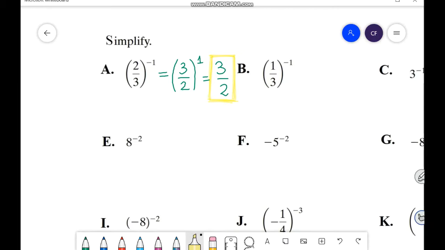Question, letter E, another example. 8 exponent negative 2. So when you have a negative exponent, you just invert the base, invert this number, 1 over 8, and keep the exponent, but now positive. This is 1 exponent 2 over 8 exponent 2, and this equals 1 over 64.